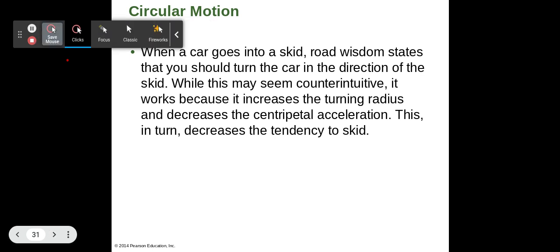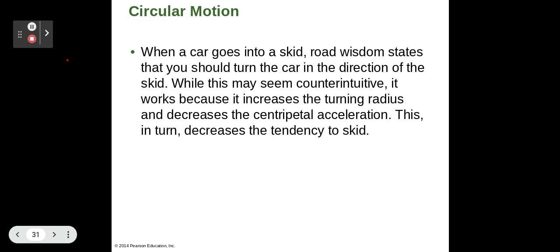So here's another practical application. When you skid on a car, if you ever, hopefully you won't, hydroplane, or if you're ever on ice and you start sliding, they always tell you to turn the car in the direction of the skid. So if you start to skid to the right, you're supposed to turn your wheel to the right. Skid to the left, turn your wheel to the left. And this seems counterintuitive, but it works because of centripetal force and centripetal acceleration.